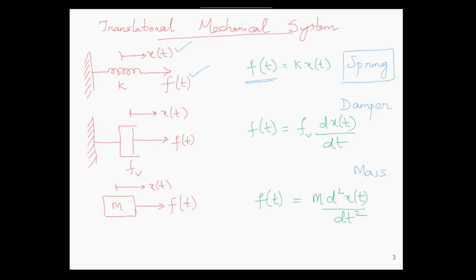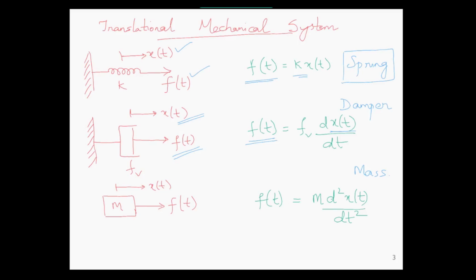In case of a spring, the equation is f of t is equal to k into x of t, where k is the spring constant and x of t is the distance moved as a result of application of the force f of t on the spring. In a damper, we apply the force f of t and x of t is the distance that is moved. Fv is the coefficient of viscous friction. The relation between the force applied and the distance moved is given by f of t is equal to Fv, the coefficient of viscous friction, multiplied with the derivative of x of t.